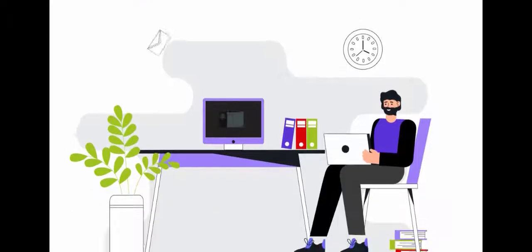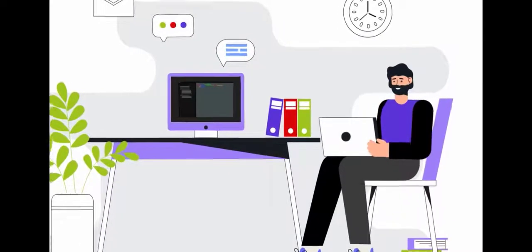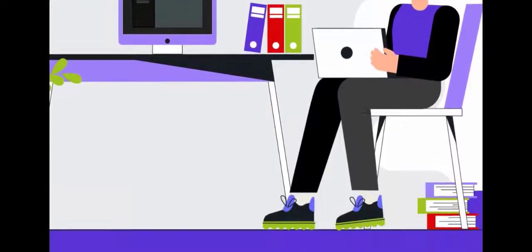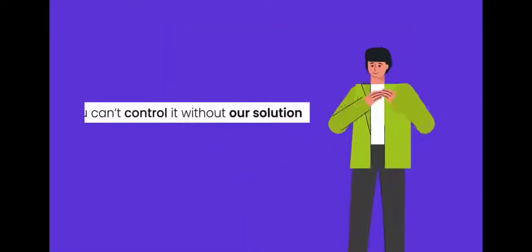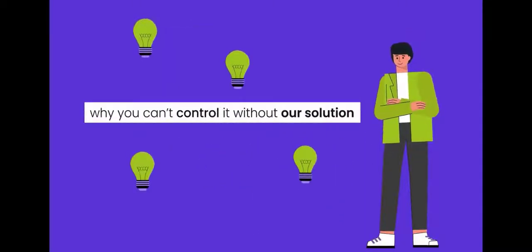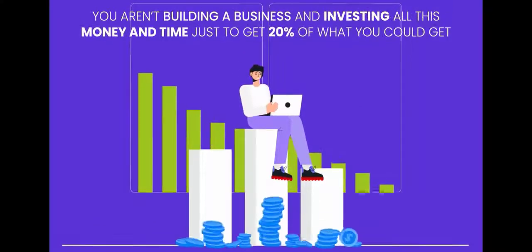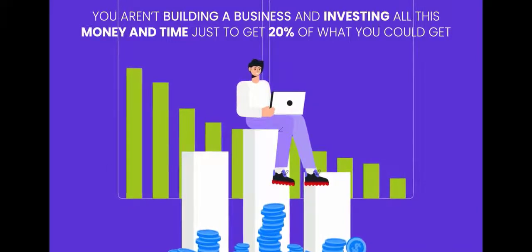And so I've partnered up with my good friend Joshua, who is a grade A developer, to create a fantastic solution to this major traffic leak. But first, let me tell you what the traffic leak is, how it happens, and why you can't control it without our solution. After all, you aren't building a business and investing all this money and time just to get 20% of what you could get, right?